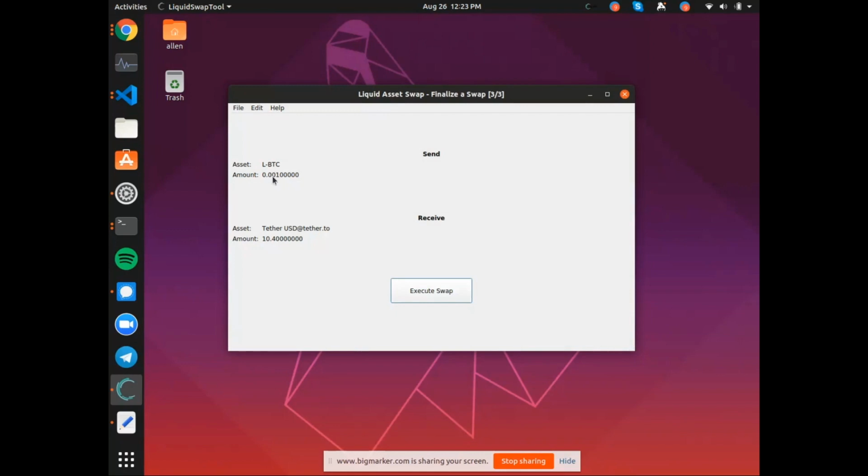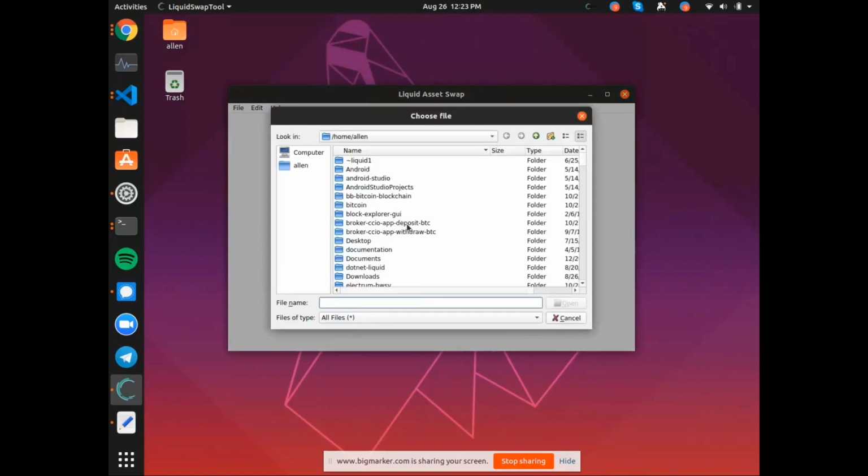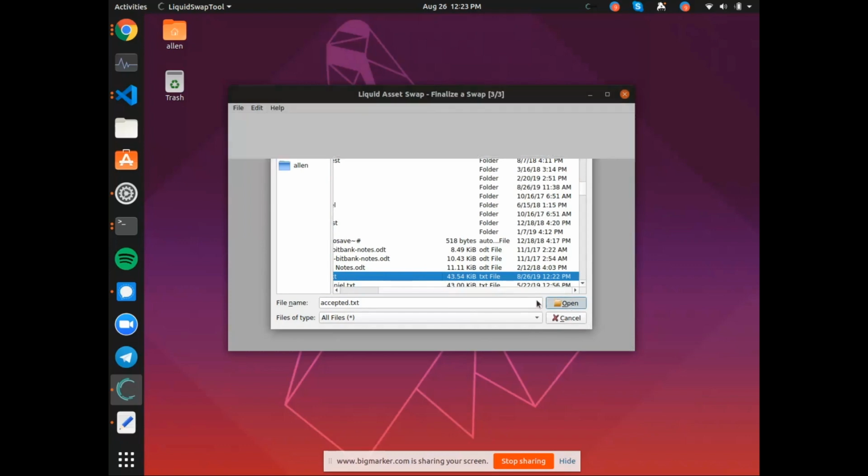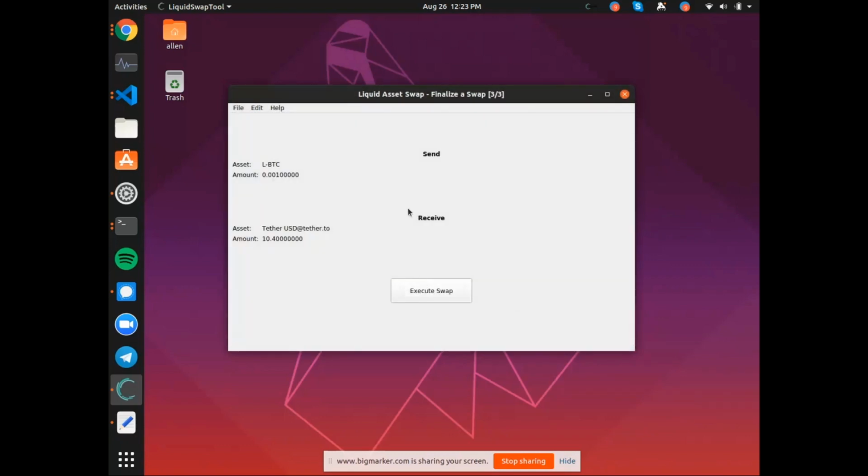And I can see here that it's a thousandth of a Bitcoin and 10.4. That doesn't seem right, Daniel. I think I've got the wrong one here. Let me start over. This is the one from just earlier. I may have sent you the swap from the other day, actually. All right, go ahead and send that one back.